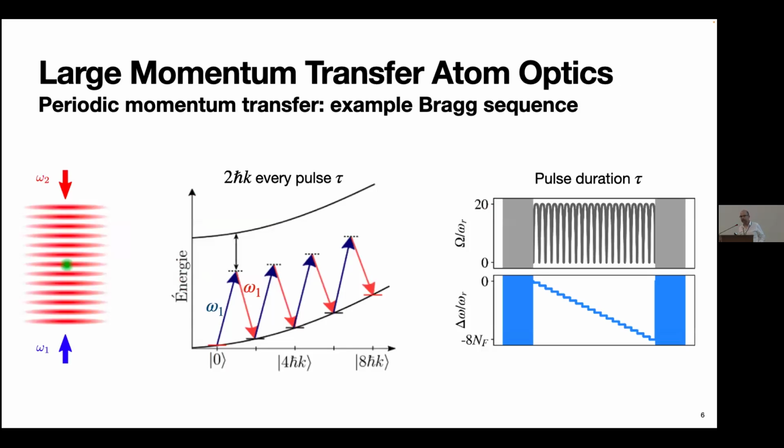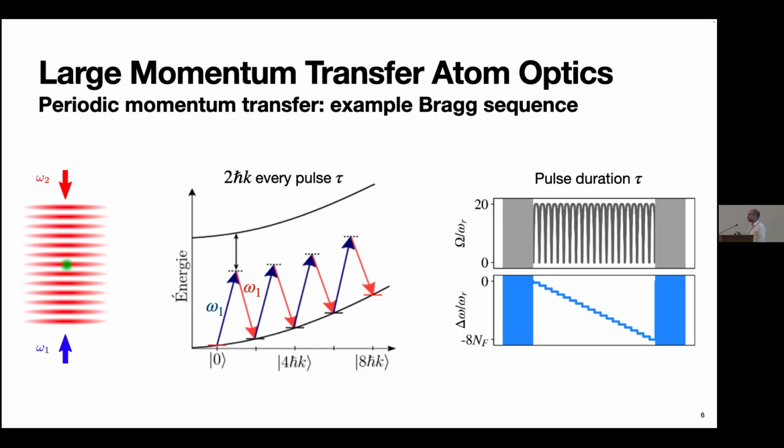Let's start with an example, and consider a sequence of Bragg pulses. We can transfer momentum by two-photon transitions with a sequence of two-photon transitions. Each pulse transfers two h-bar K, and for each pulse you have to adapt the resonance of these two-photon transitions. So you end up with a sequence of pulses and a stepwise function for the Bragg conditions.